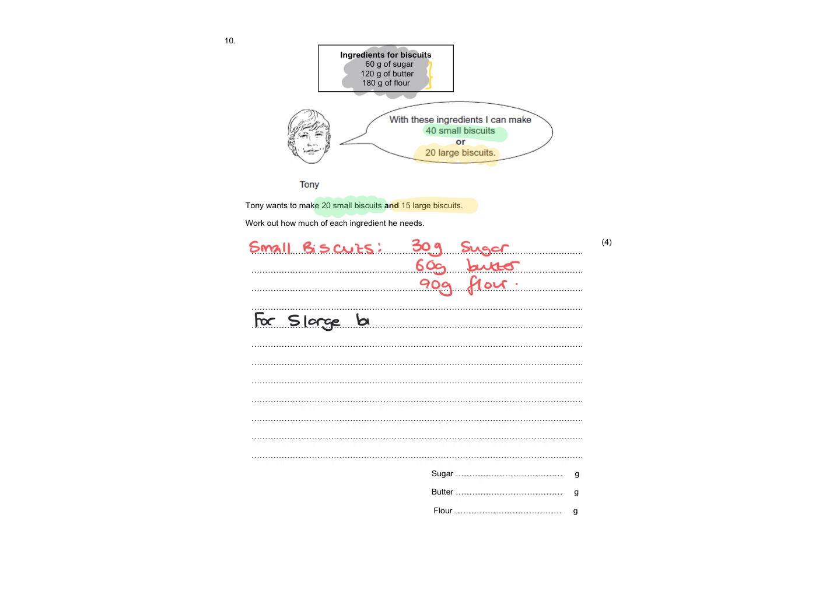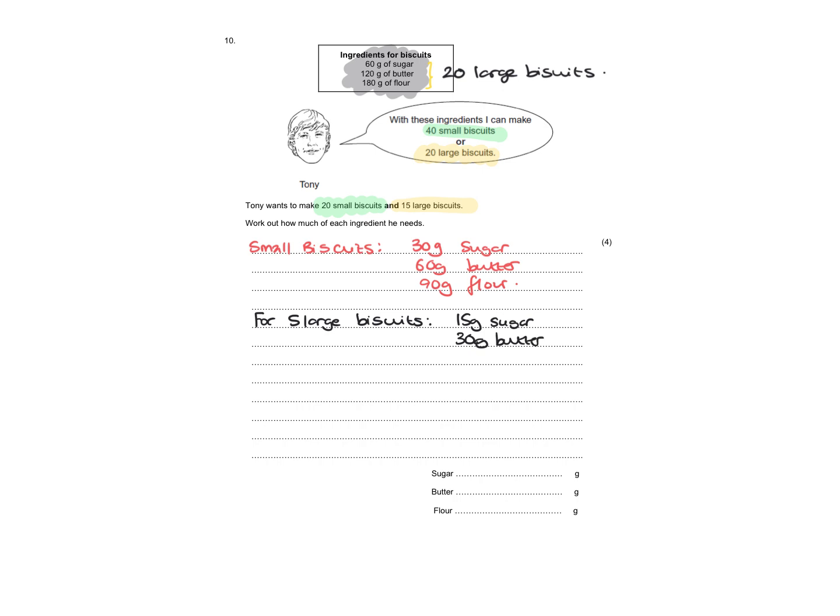So to work out the amount for 5 large biscuits, remember, these will make 20 large biscuits. If we divide them all by 4, that will split up the recipe so that we can work out how much we need for 5 large biscuits. So 60 divided by 4 is 15, so that's 15 grams of sugar. 120 grams of butter divided by 4 is 30 grams of butter.